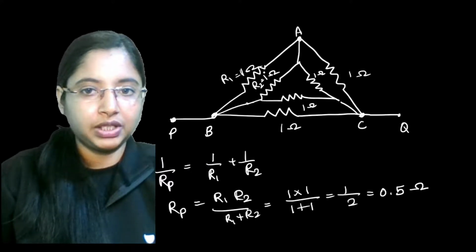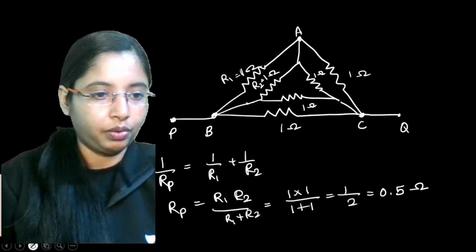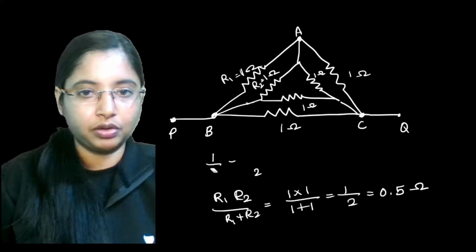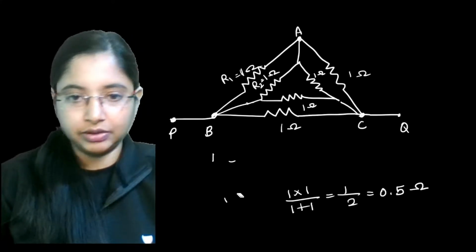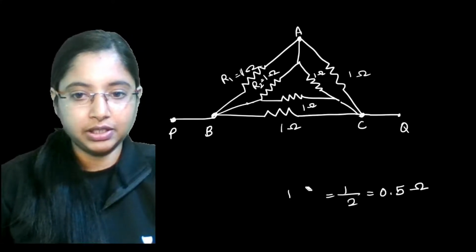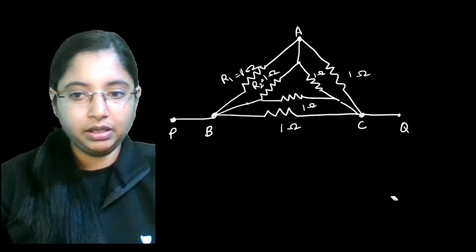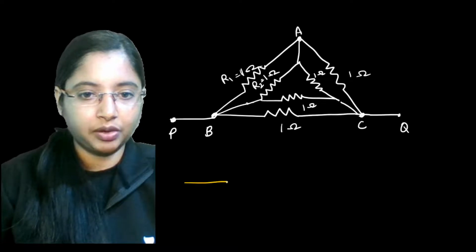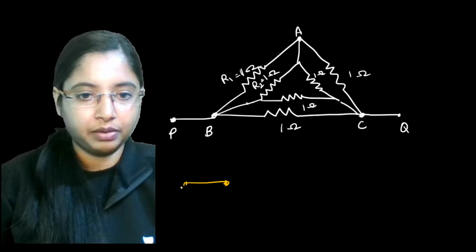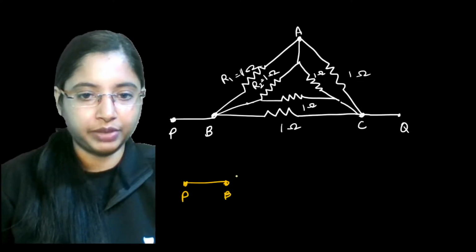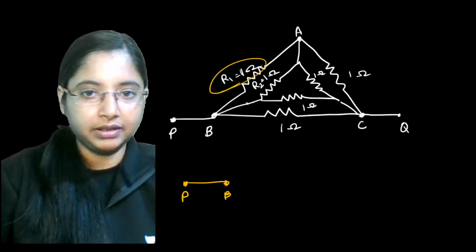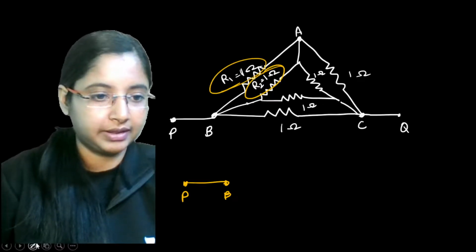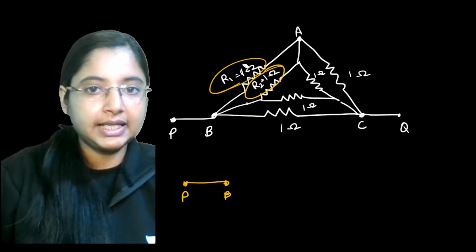So instead of using these two resistors over here, what we are seeing is that instead of using these two parallel arms, we can actually substitute them with one single resistor. Okay, let's say this is point B, and let's say this is point P. Instead of this resistor and this resistor, these two resistors, we can use one single resistor.